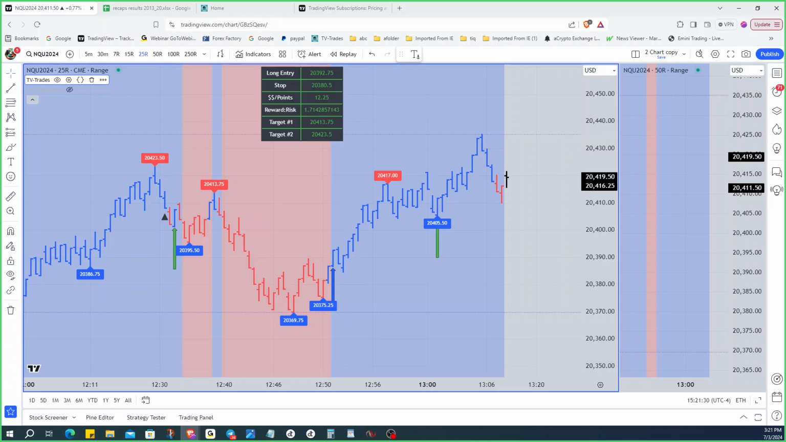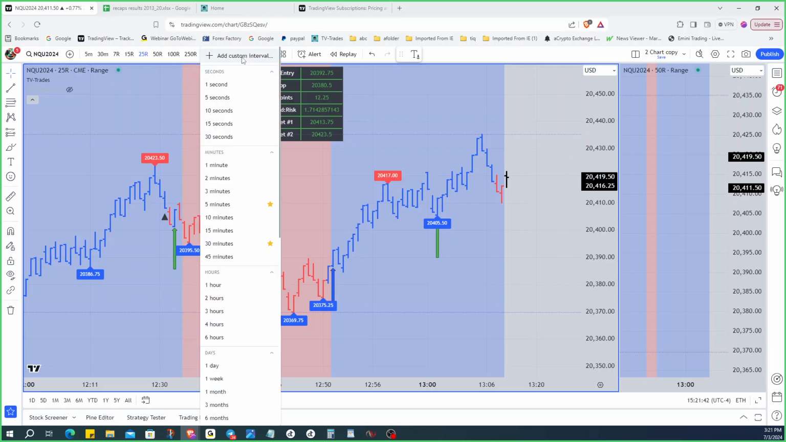So to change the time frames, Daryl, go up here. This is how you do it. With TradingView, you go in here and you click on this little arrow. You probably don't have all these things in here. But you click on this little down arrow, and up here at the top you have Add Custom Interval.